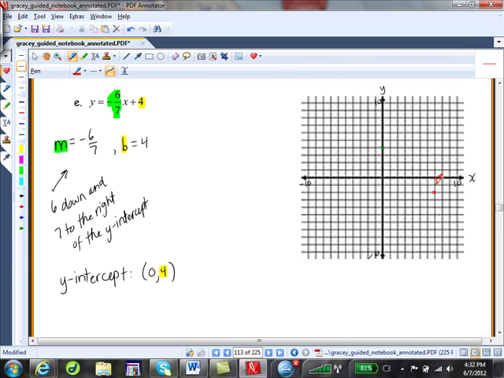So this here was our second point using slope. And this guy was our y-intercept. Okay. And then we just connect everything up. Let me try that again. Right.